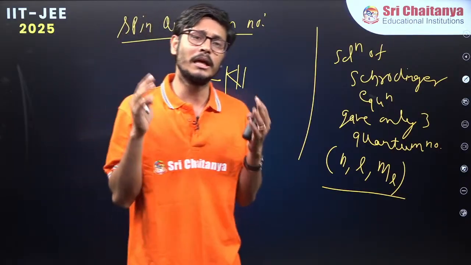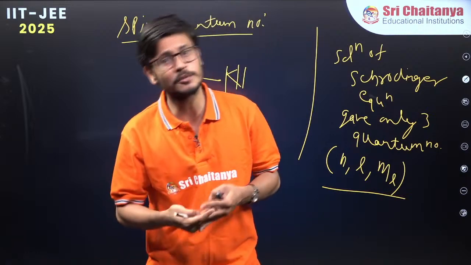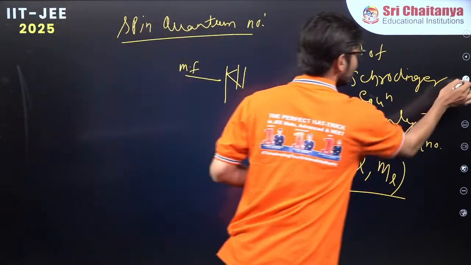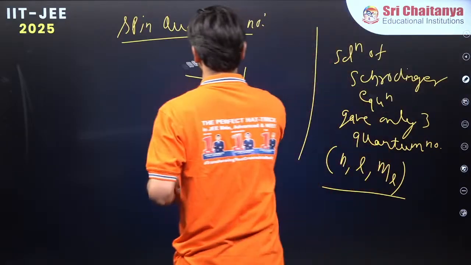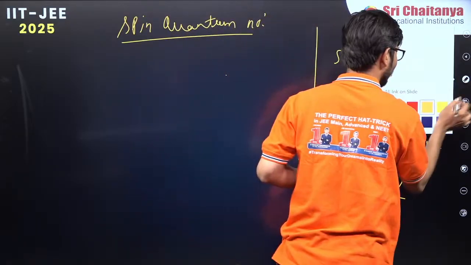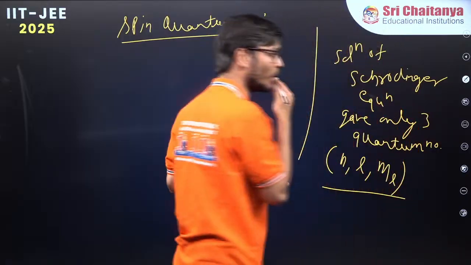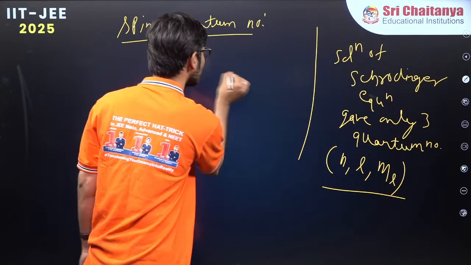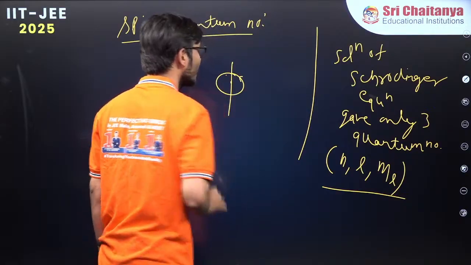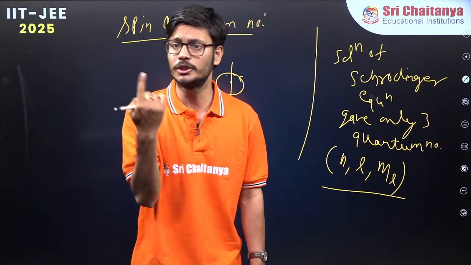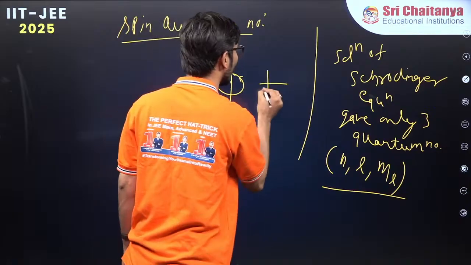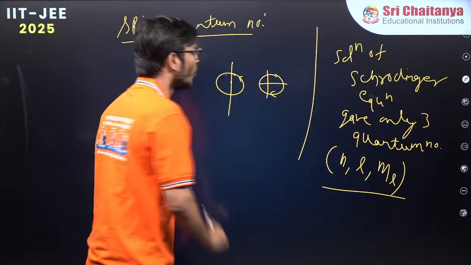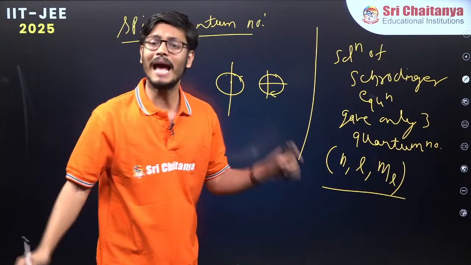So people started to think, what is the logic behind that? Why are they splitting in the presence of a magnetic field? People imagined it like this: an electron is revolving on its own axis. If electrons revolve on their own axis, they have 2 directions of revolution, one clockwise and one anti-clockwise.